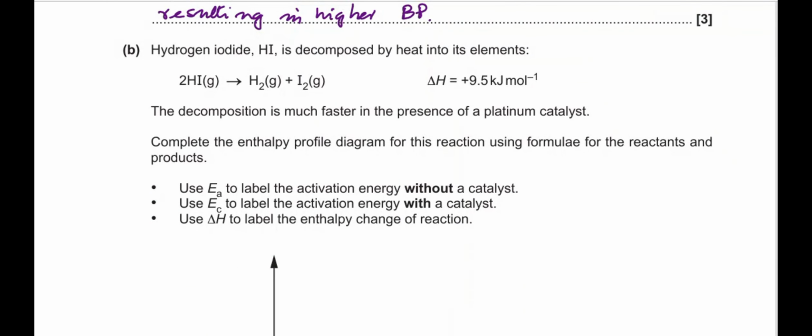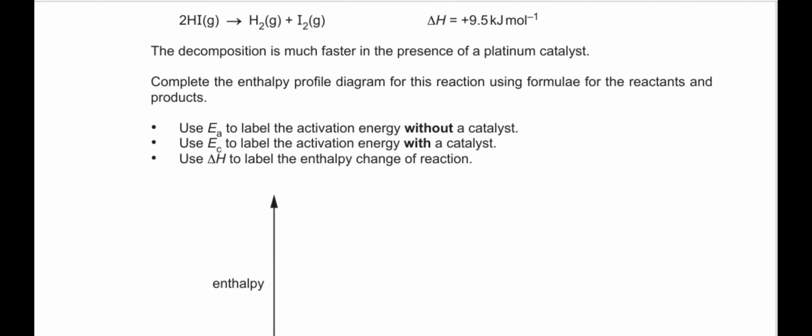Part B. Hydrogen iodide, HI, is decomposed by heat into its elements. 2HI gaseous gives H2 gaseous plus I2 gaseous. Delta H is plus 9.5 kJ per mole. The decomposition is much faster in the presence of a platinum catalyst. Complete the enthalpy profile diagram for this reaction using formulae for the reactants and products. Use EA to label the activation energy without a catalyst. Use EC to label the activation energy with a catalyst, and use delta H to label the enthalpy change of reaction. This is an easy 3-mark question.